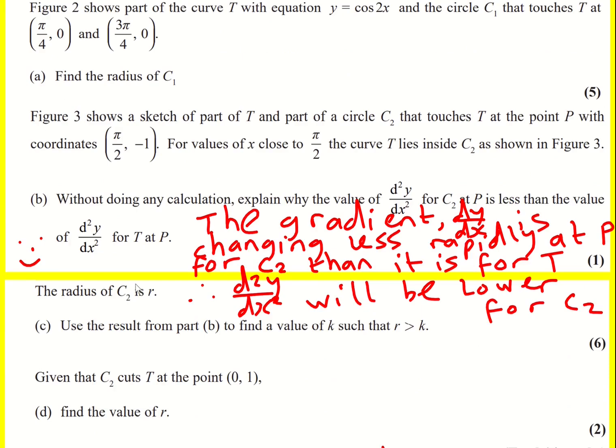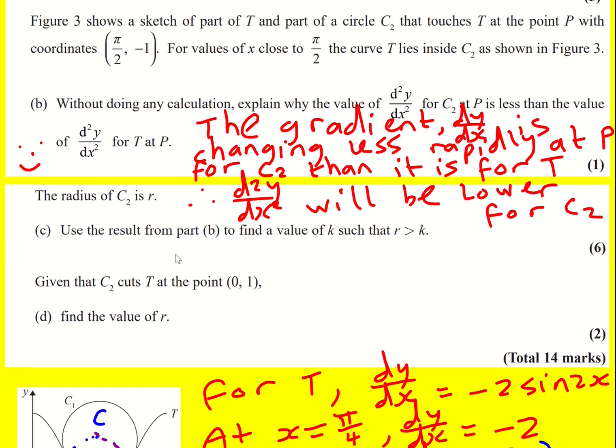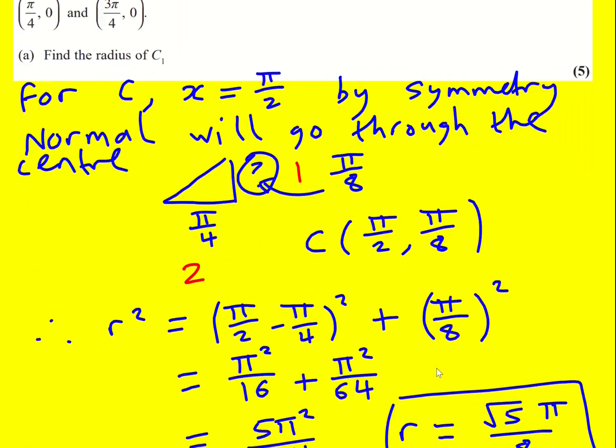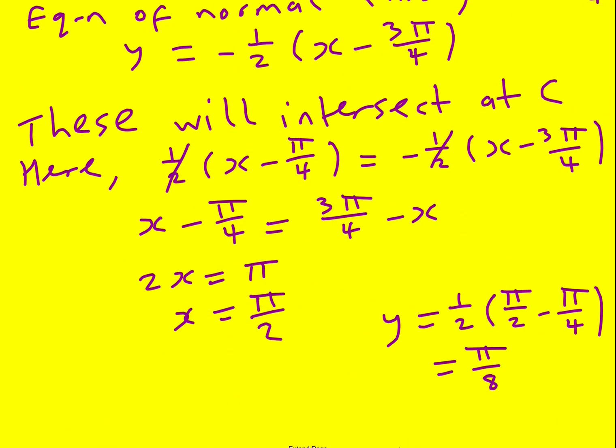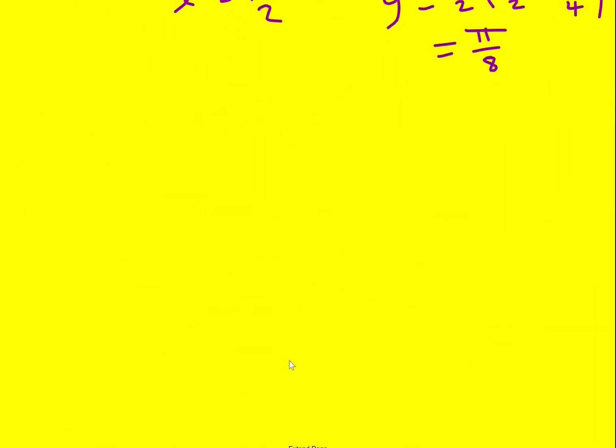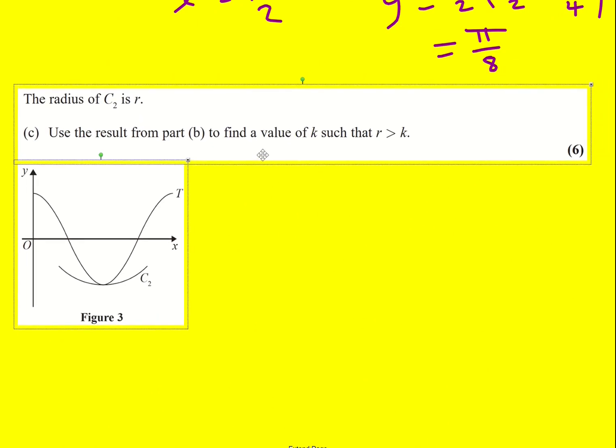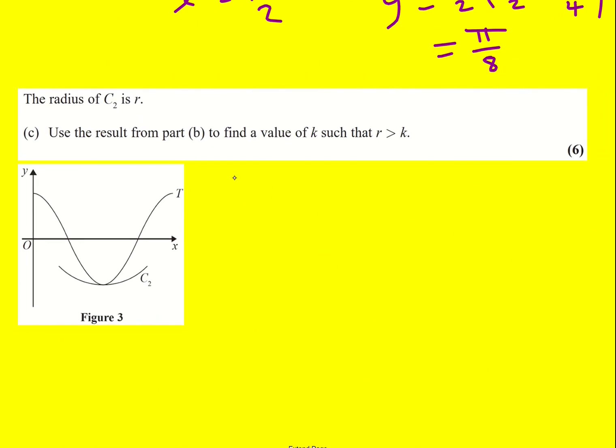We're then told that the radius of C2 is r, and we're asked to use the result from B, that the second derivative is going to be less for the circle than for the curve, to find a value of k such that r is greater than k. Now I found this quite challenging, but we can definitely make some headway by investigating the second derivative.